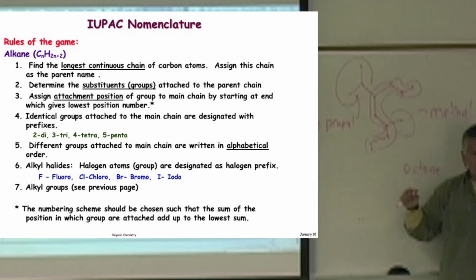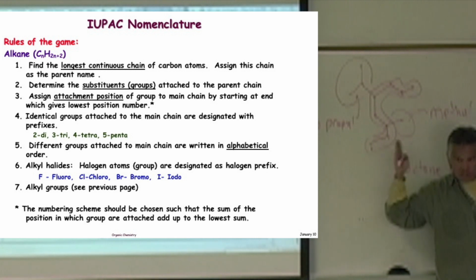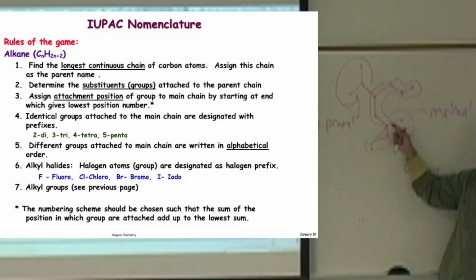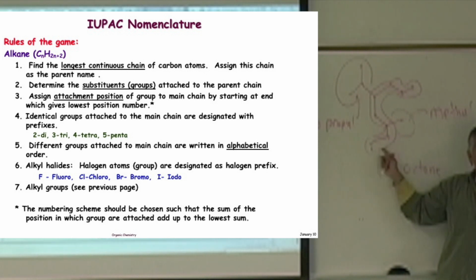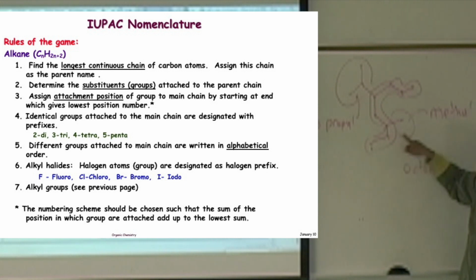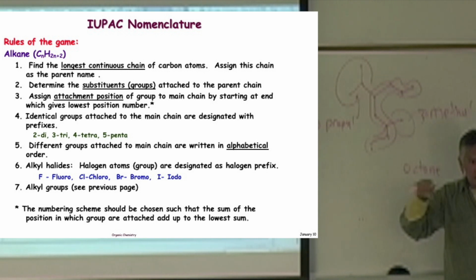The end of the chain that has the closest group is assigned carbon 1. I could assign this 1 or this 1, but since this methyl group is closest to the end, that's assigned 1. So, if this is carbon 1, which carbon is the methyl group attached to? 3. So we put a 3 in front of that, telling you that along the chain, it's attached to carbon 3. How about that? What number is that? 5.